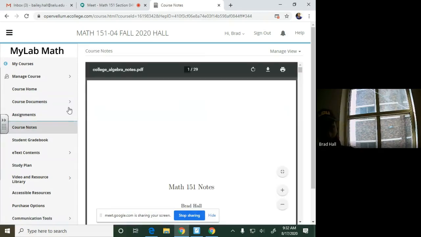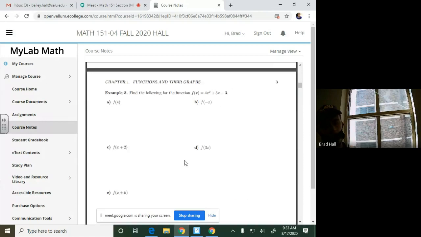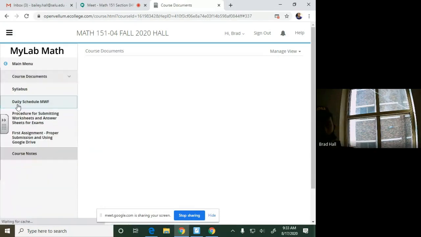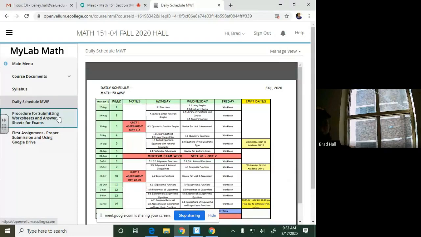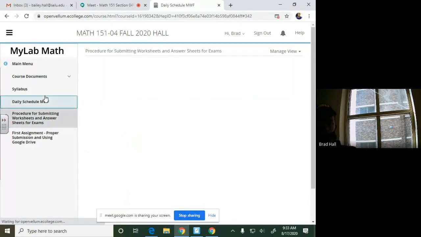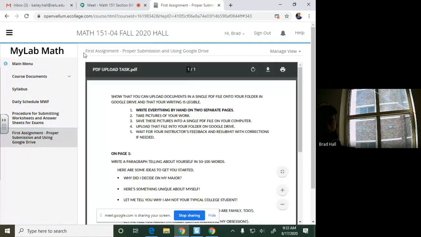I did post the course notes. I made a tab for it in MyMathLab called course notes, and these notes are everything that pertain to the first unit assessment, as they call it, pretty much the first test of the class. So all the notes that I have here will pertain to the first test. If you look under course documents here, you'll find the syllabus, you'll find a daily schedule, which may or may not be subject to change, and the procedure for submitting workbook pages and the first assignment here.